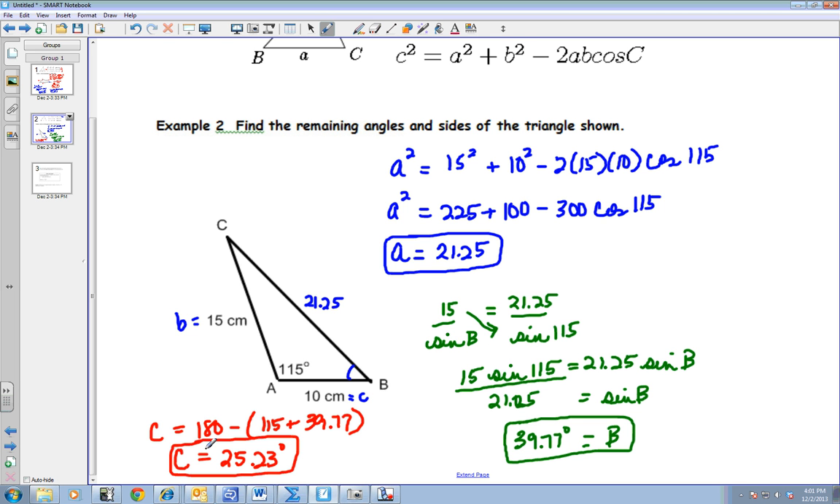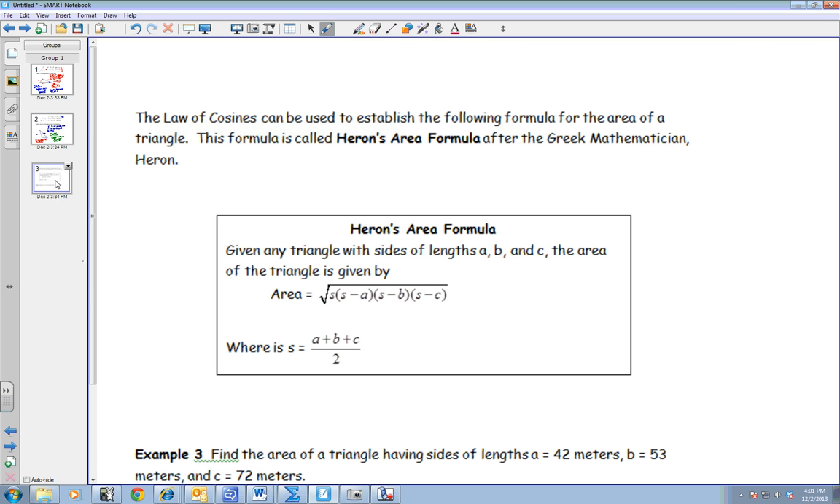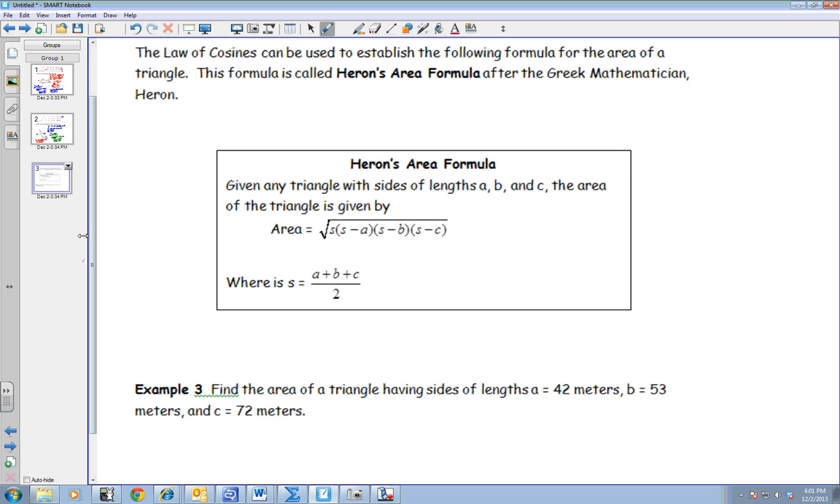Okay. All right, the last example that we're going to have talks about how you can use the law of cosines to get a new formula to find the area of a triangle. In geometry, we learned the area of a triangle is base times height divided by 2, but you had to know the height of that triangle. Now we can find the area of a triangle when just given the sides of that triangle. It's called Heron's area formula, named after the Greek mathematician Heron.